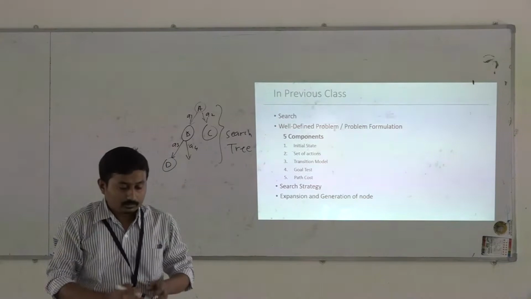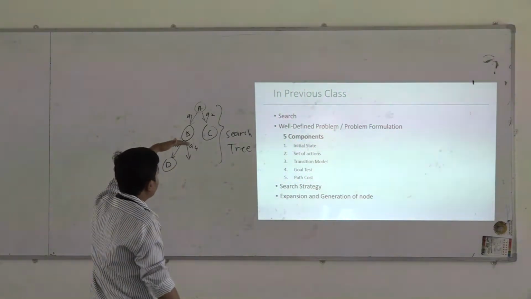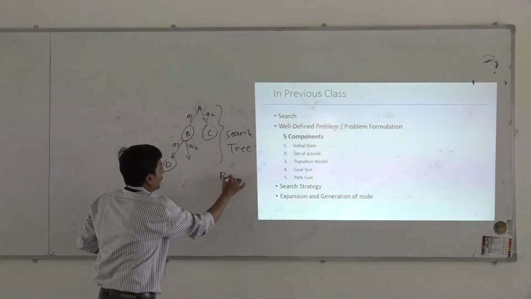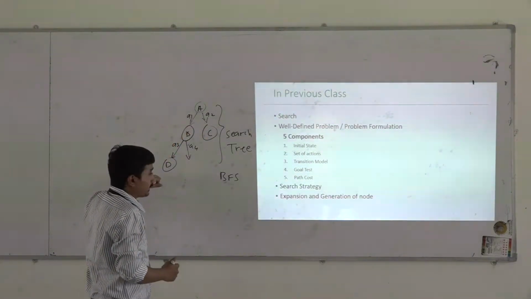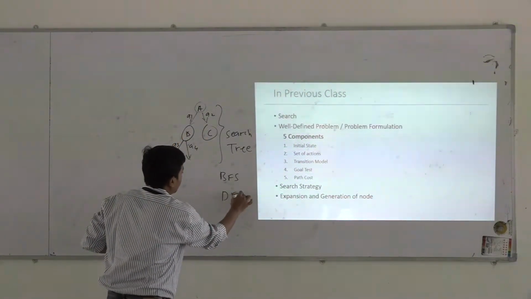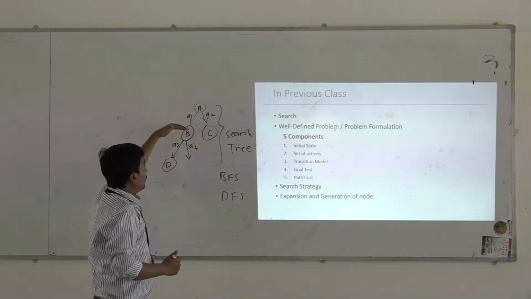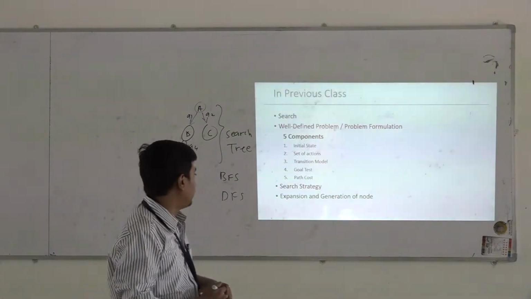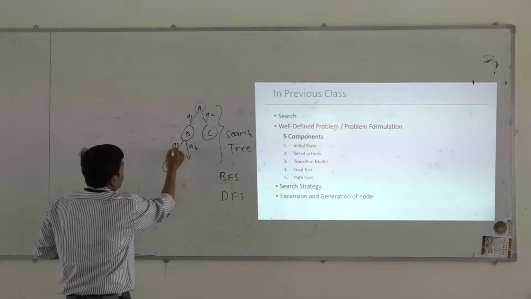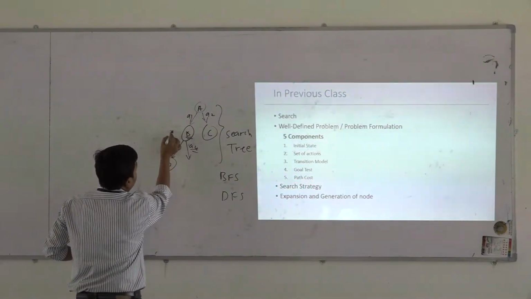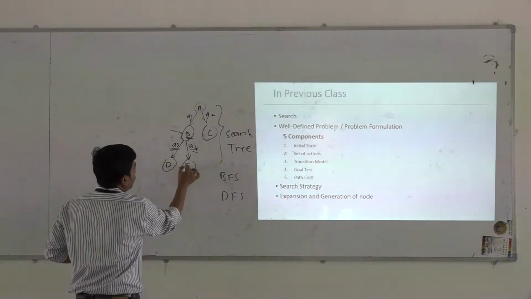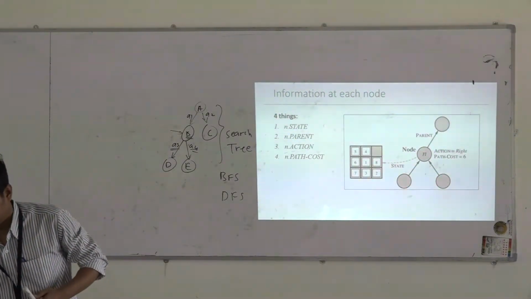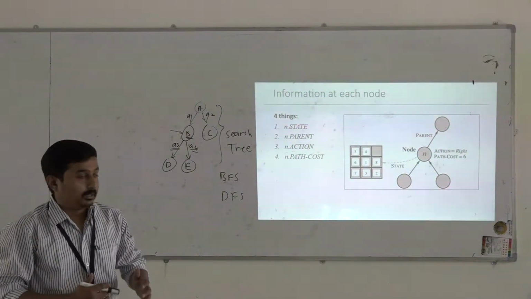So how you traverse through this search tree defines your search strategy. If you go level by level, you will get the BFS algorithm. If you go in a particular branch to its deepest level, you will get the DFS algorithm. So the way of traversal decides your search strategy. Then next we have seen expansion and generation. If you apply these 2 actions on this node, this node is getting expanded and these 2 nodes are generated. So we have seen these things in the last class. Let us start with today's class.